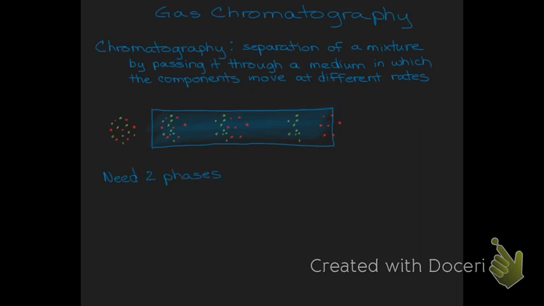So in order for chromatography to work, you need what we call two different phases. The first phase is a mobile phase, and that's basically, you can think of it as the solvent for your mixture. This is what is going to basically make your mixture flow over that medium. So in gas chromatography, instead of a solvent per se, what we use is a gas, which we'll get to in a second. The second phase is that stationary phase.